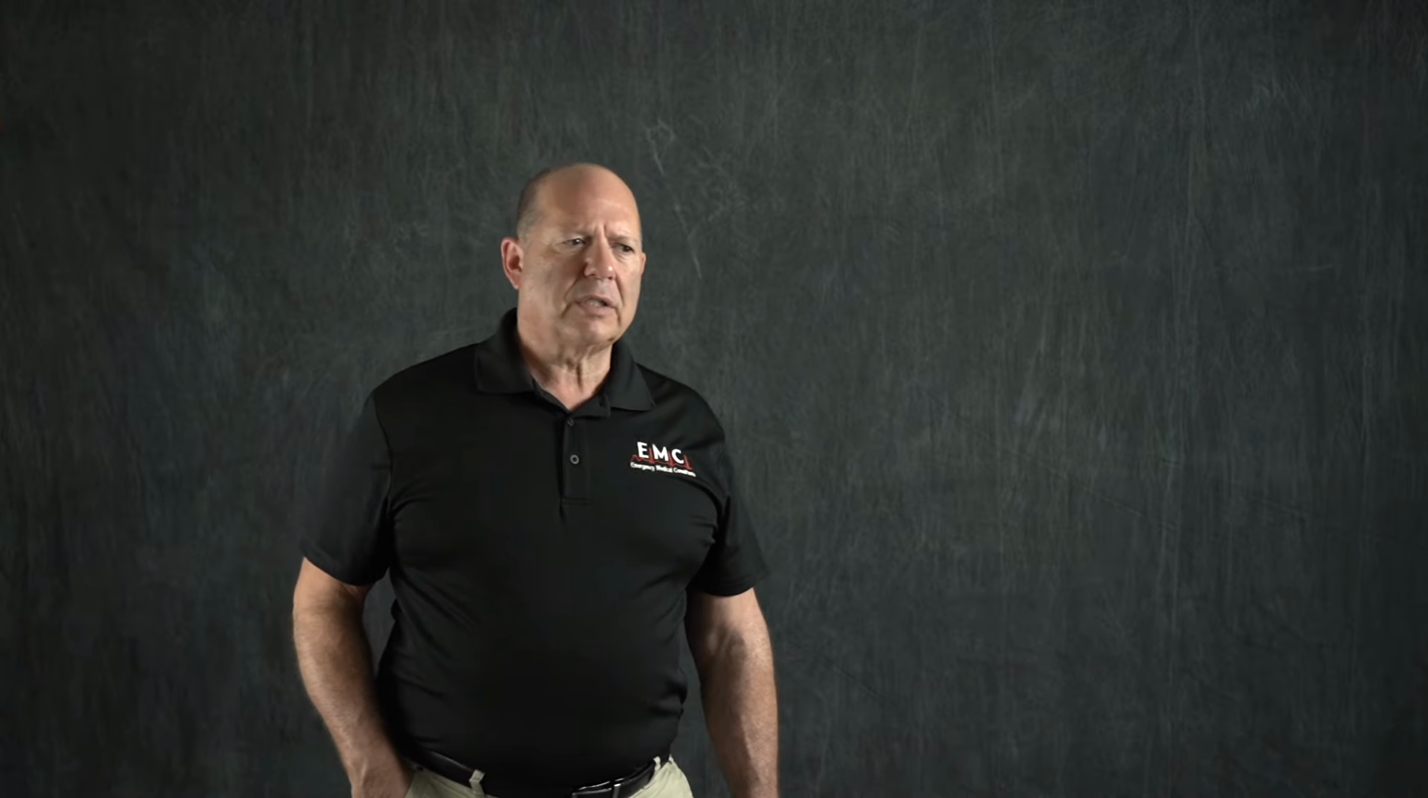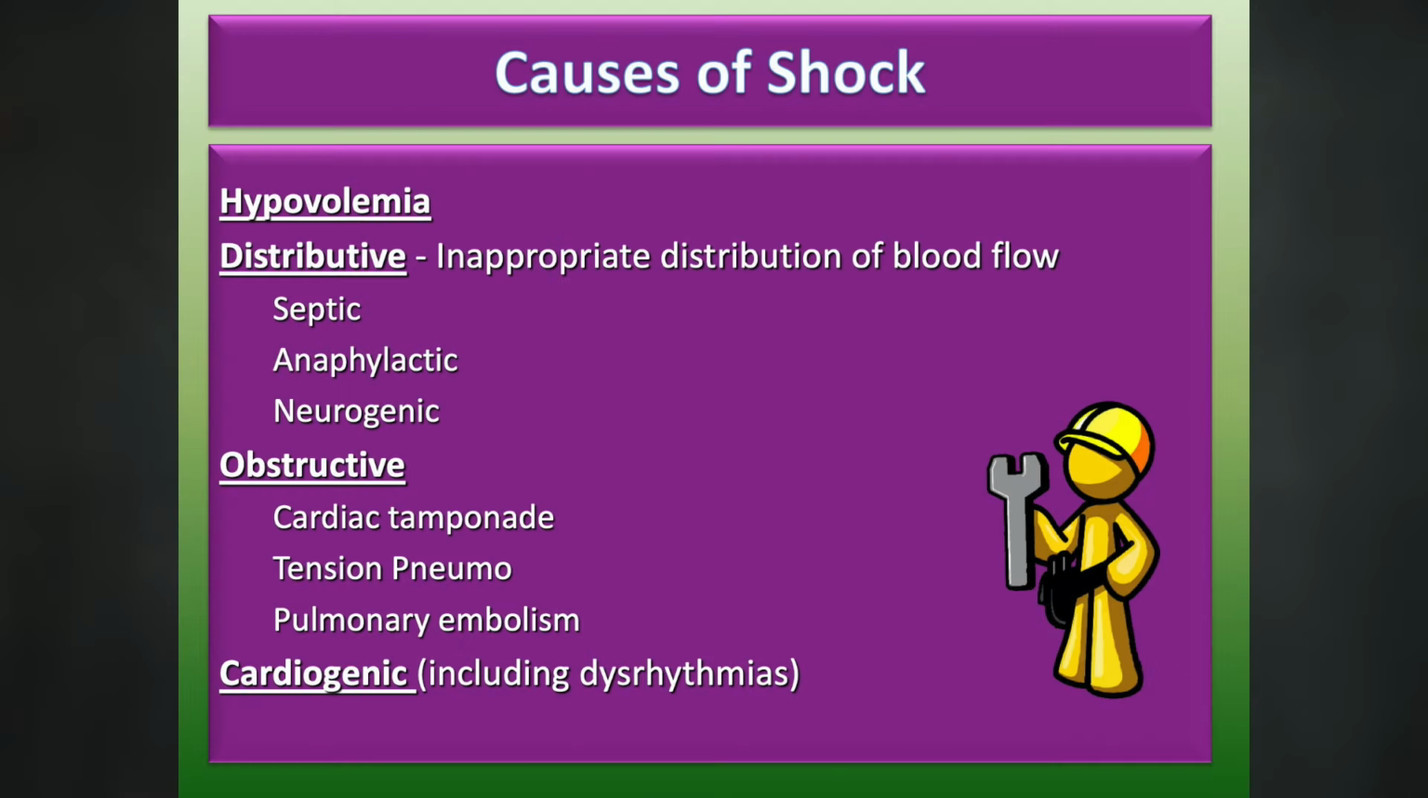The obstructive shocks, like cardiac tamponade, from trauma or non-trauma causes, tension pneumothorax, causing a lung to collapse and push on the mediastinum and the heart, or pulmonary embolism from a clot frequently in the pulmonary artery. And also cardiac arrhythmias, heart rates that are going too slow causing poor perfusion, or heart rates that are going too fast causing poor perfusion.